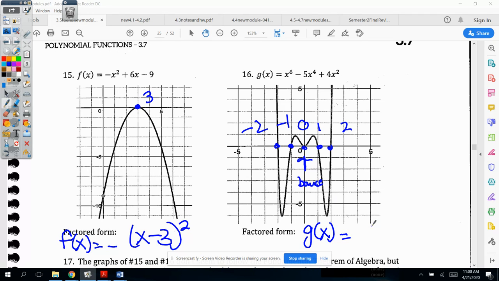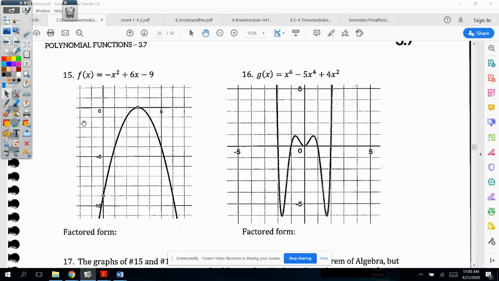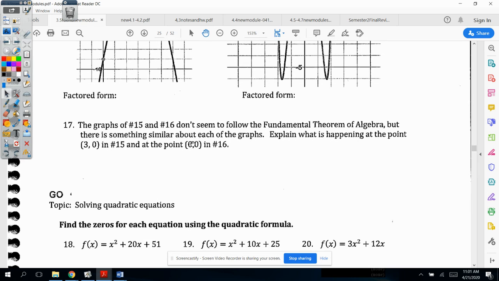Write it all out here. X plus 2. X plus 1. Now the 0 is the double root, so that will be an x squared in front, and then an x minus 1, and then the x minus 2. So it's crazy we can factor these things that we never thought we could before if you have the graph. Okay, and what's last? Oh, this is talking about the double roots.